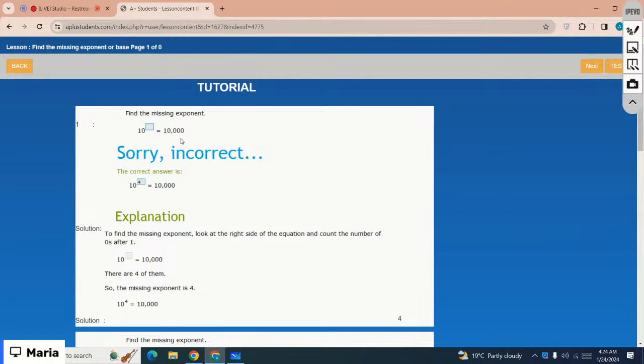10,000. So when we're working with powers of 10, finding the missing exponent is very, very easy. You simply have to count the number of zeros, right? After the one you have one, two, three, four zeros. That means the exponent of 10 is 4. 10 exponent 4 equals 10,000. Got it? That is the case when the exponent is missing. Got it?